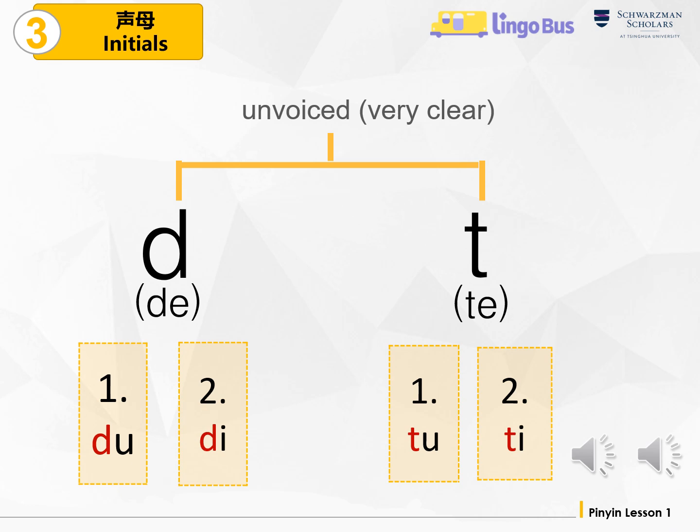To pronounce the pair 的 and 特, we use the final e, just like 波 and 坡. The only difference between Mandarin's 的 and 特 sounds is that the 特 sound is aspirated while the 的 sound is not. Listen and follow me. 的的.